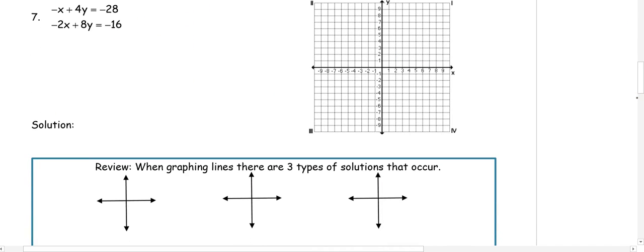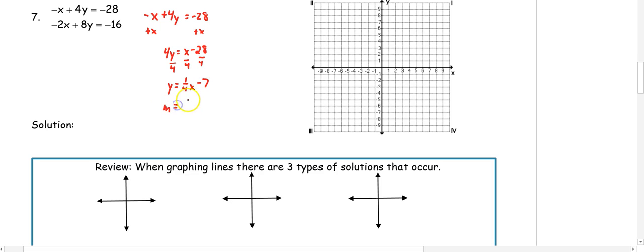So let's look at one more graphing problem. So in number 7, we have negative x plus 4y equals negative 28, and negative 2x plus 8y equals negative 16. So I have negative x plus 4y equals negative 28. So to solve for y, the first thing I'm going to do is add x to both sides. 4y equals x minus 28. And I'm going to divide by 4 on both sides. So y equals 1/4 x minus 7.